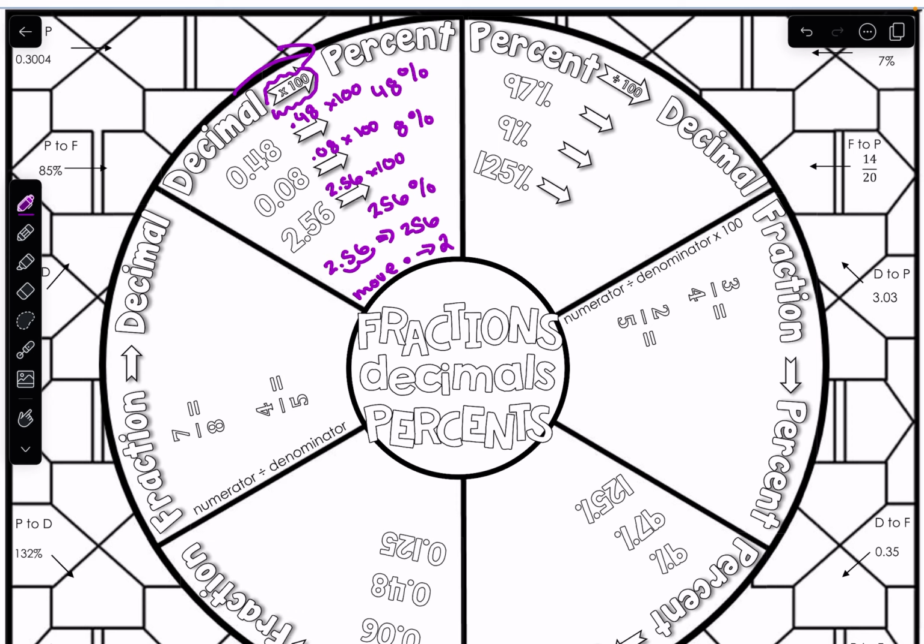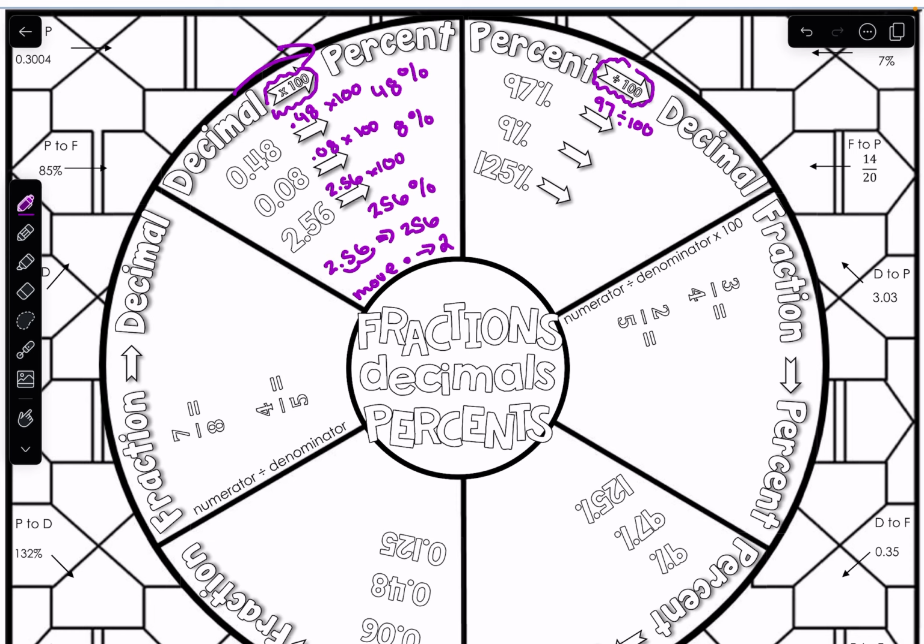What about taking a percent and turning it into a decimal? Well, if going from a decimal to a percent is timesing by 100, then my diagram tells me to take the percent and divide it by 100 to get the decimal. So 97%, if I want to turn that into a decimal, in my calculator, I'm going to put 97 divided by 100. I'm not going to put 97% in my calculator.